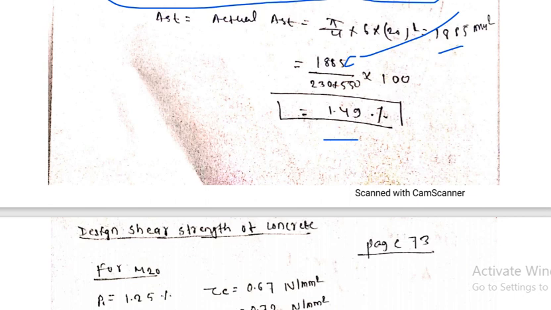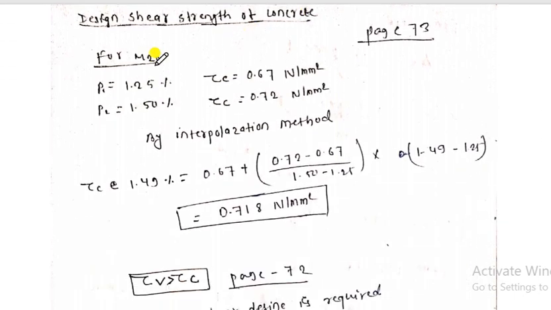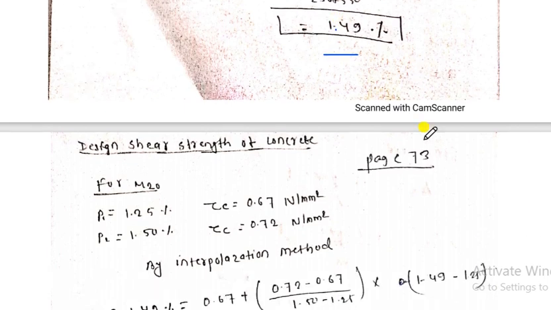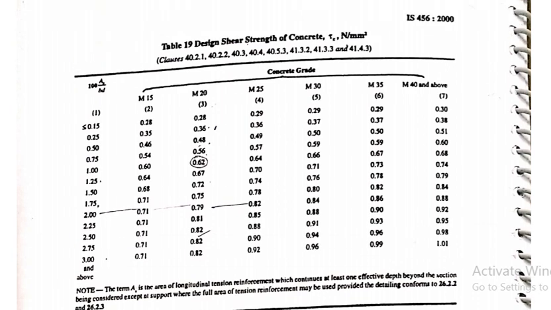Now we'll design the shear strength carried by concrete. For M20 concrete, the percentage of steel required is 1.49. So for 1.49, what is the design shear strength of concrete? For that, we need to follow page number 73. Now we are on page number 73 of the IS code book 456-2000.